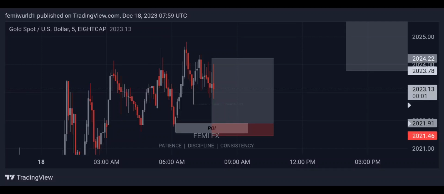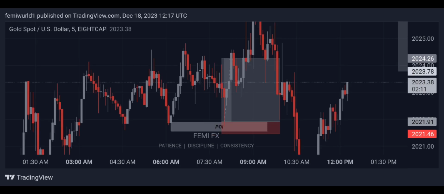Hey guys, it's Femi right here, and as you can see, here is a setup I actually analyzed on Gold, and here is how it played out. So I'm going to be breaking down how I got this trade. This is a very textbook trade, like it's very textbook, right? So I'll break it down so you guys can understand.